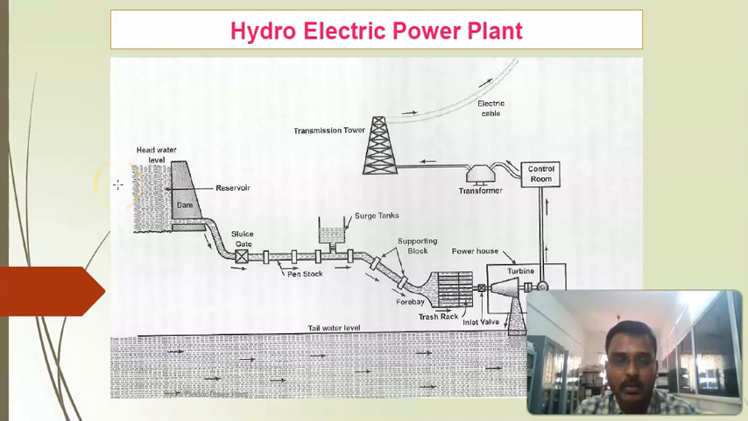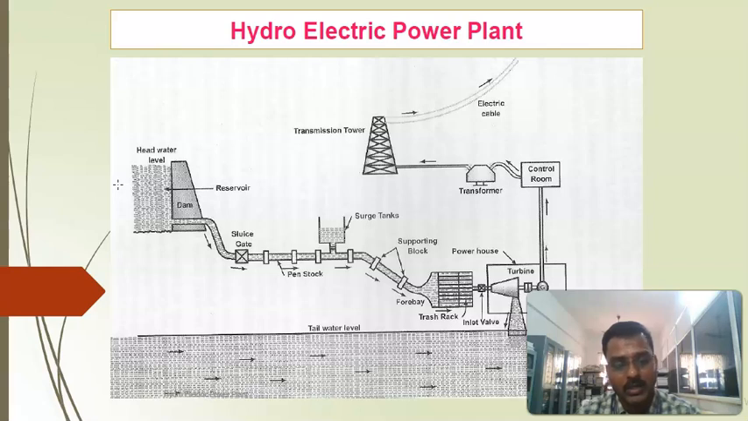In the hydroelectric power plant, we use water as the major source to produce electric power. Here we build a dam, or reservoir, where we store the water while the rain comes. We also have other components like the surge tank, supporting blocks, trash rack, turbine, control room, transformer, and the transmission tower.